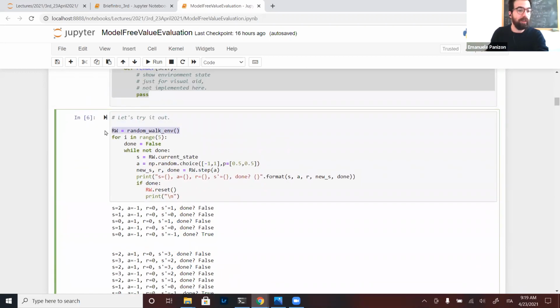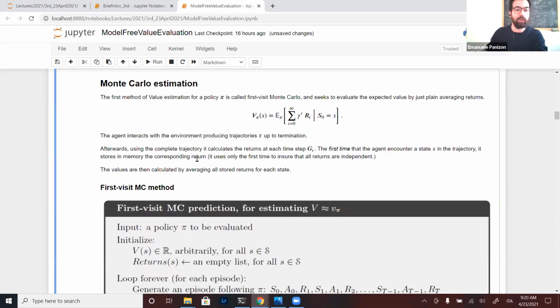So I just create this random walk environment, and I'm doing 5 episodes. I start by checking whether the episode is finished, and I take the current state. I take an action randomly with this policy. I'm giving the action to the step function, so I will get the new state, the new reward, and whether the episode is done or not, and I'm just printing it. Okay, this is just to check if everything is working.